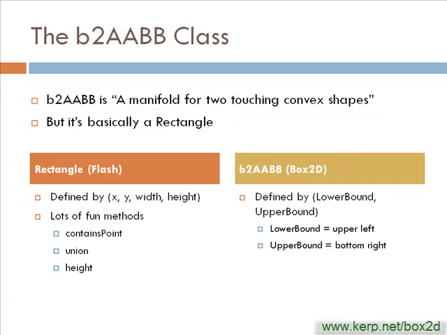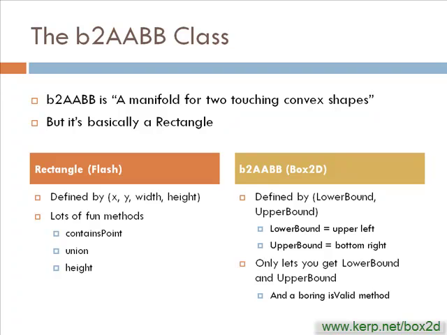b2AABB is actually kind of less useful. It really only lets you do a couple things: get the lower bound and the upper bound, get those points that you set, and it's got sort of this boring is-valid method to make sure the lower bound really is up and to the left of the upper bound. And yes, I think it's confusing a little bit that I've said the lower bound is to the upper left and the upper bound is to the lower right. Try not to think about that too much. Anyway, you'll find that basically Box2D probably uses this b2AABB in a lot of its calculations. But if you're trying to do fun little rectangle-related math, I'd probably keep using the rectangle class, because it contains a lot of built-in methods you're probably more likely to use.